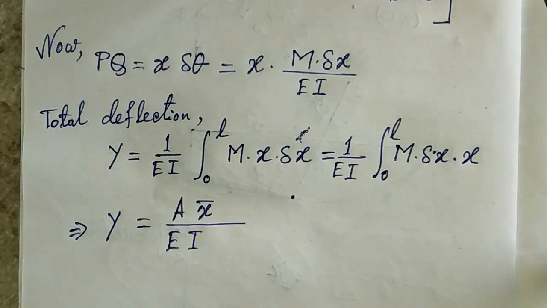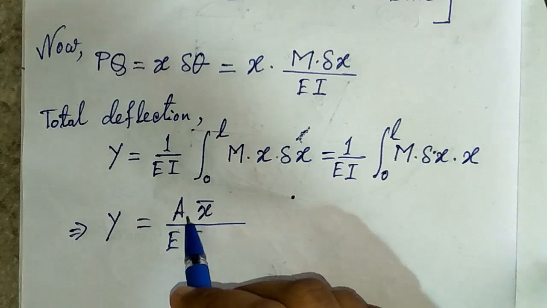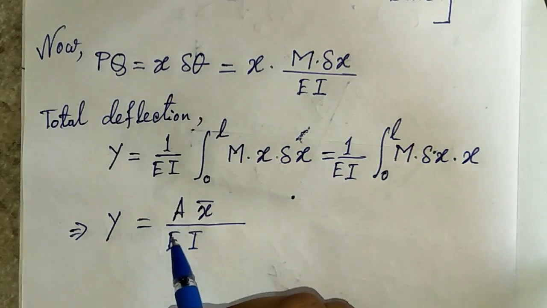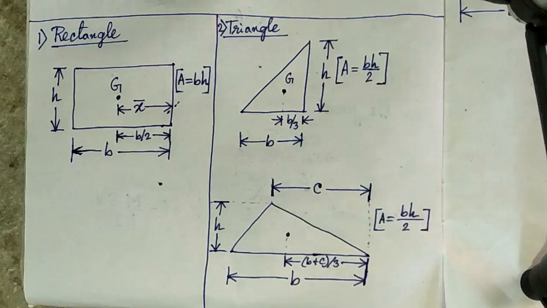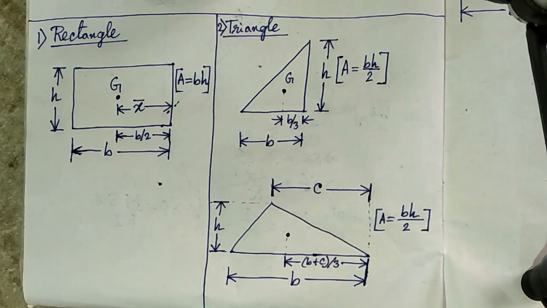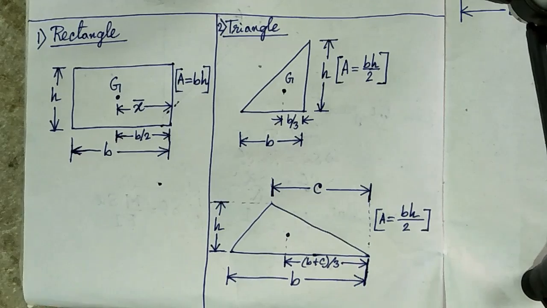The product EI is known as the flexural rigidity of the beam, and this is the expression for the deflection. Now I'm going to show you some basic geometric areas and their CG.